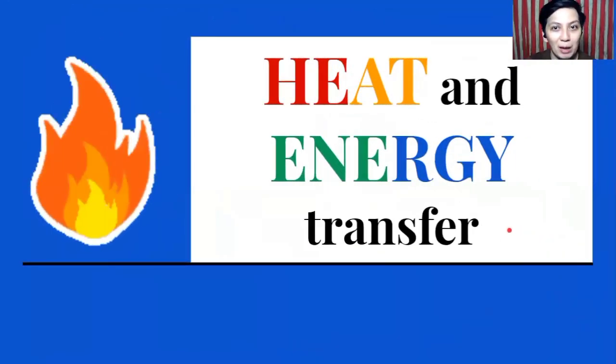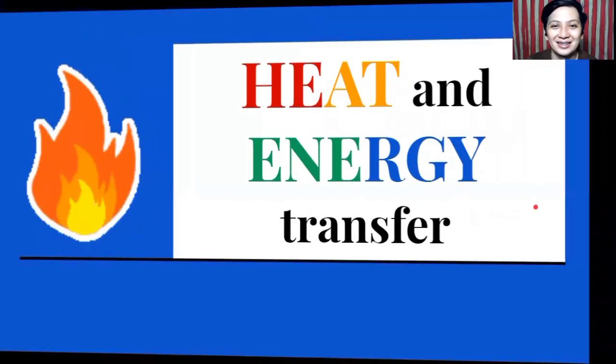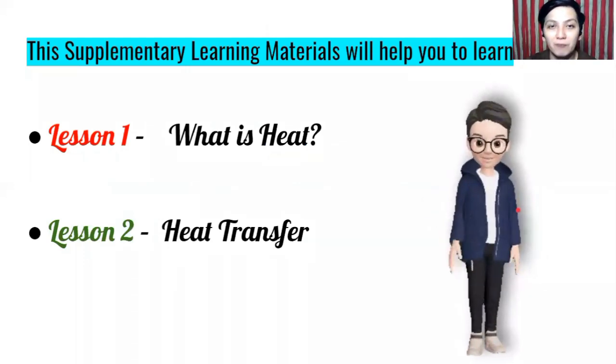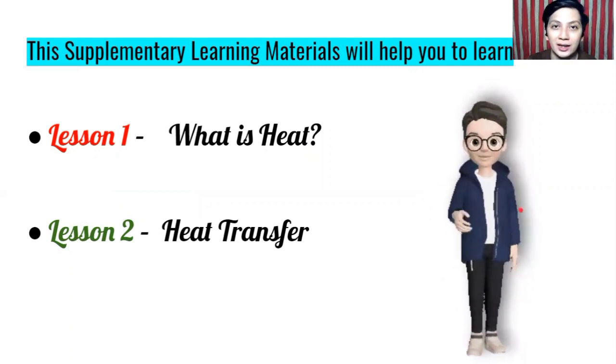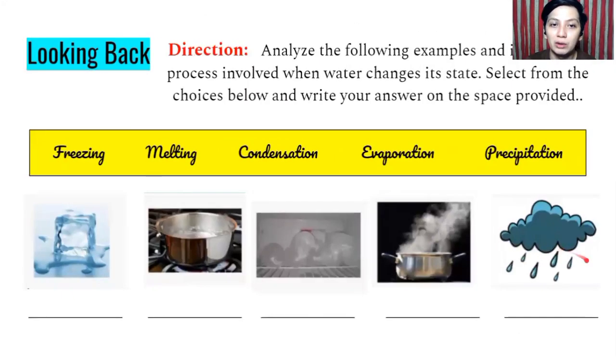Basically, it is all about heat and energy transfer. We know that heat is also a form of energy. So, malalaman natin how this energy is being transferred from one material to another material. These supplementary learning materials will help us to learn for lesson number 1, what is heat. We are going to identify and discuss about heat. And for lesson number 2, about heat transfer or the different methods of heat transfer. Those are the 2 lessons that we need to learn.